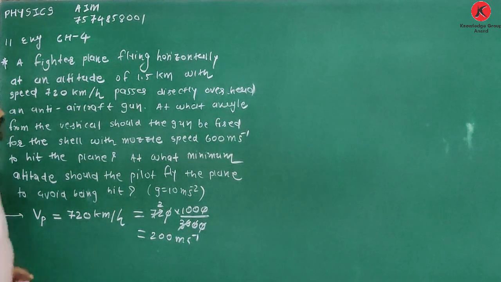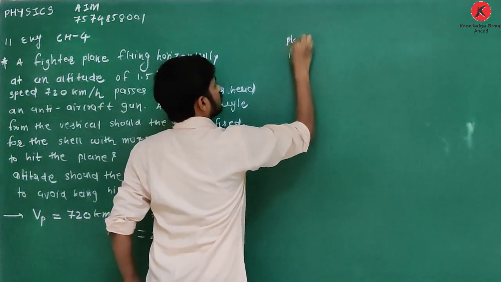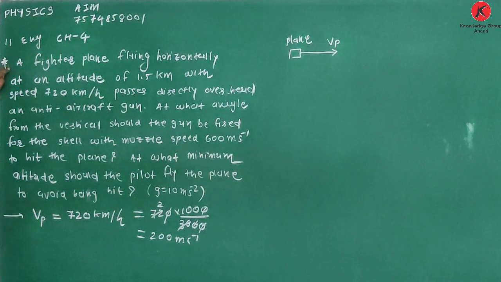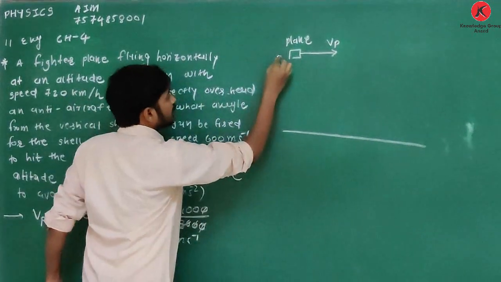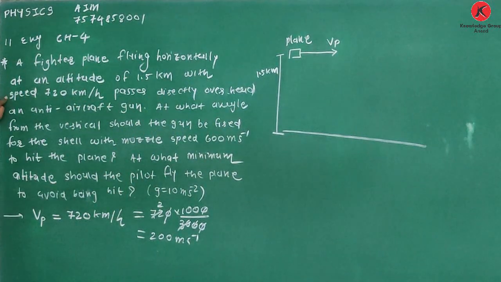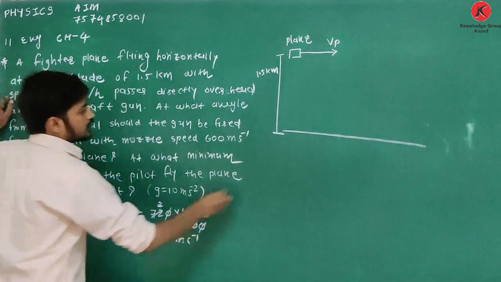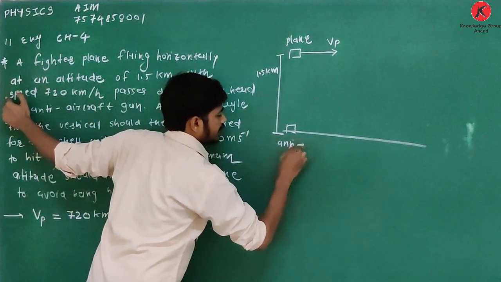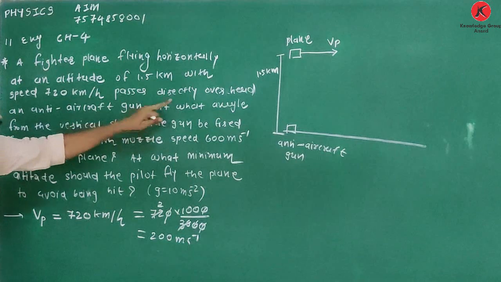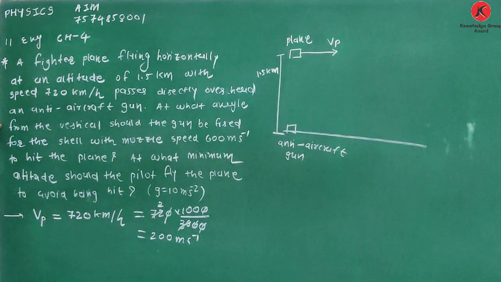Now we will draw the figure here. A fighter plane is moving horizontally with speed Vp. It flies at an altitude of 1.5 km, which means this height is 1.5 km, with a speed of 720 km per hour, that is 200 meters per second, and passes directly overhead an anti-aircraft gun. Here it is, the anti-aircraft gun. At what angle from the vertical should the gun be fired for the shell with muzzle speed 600 meters per second to hit the plane?